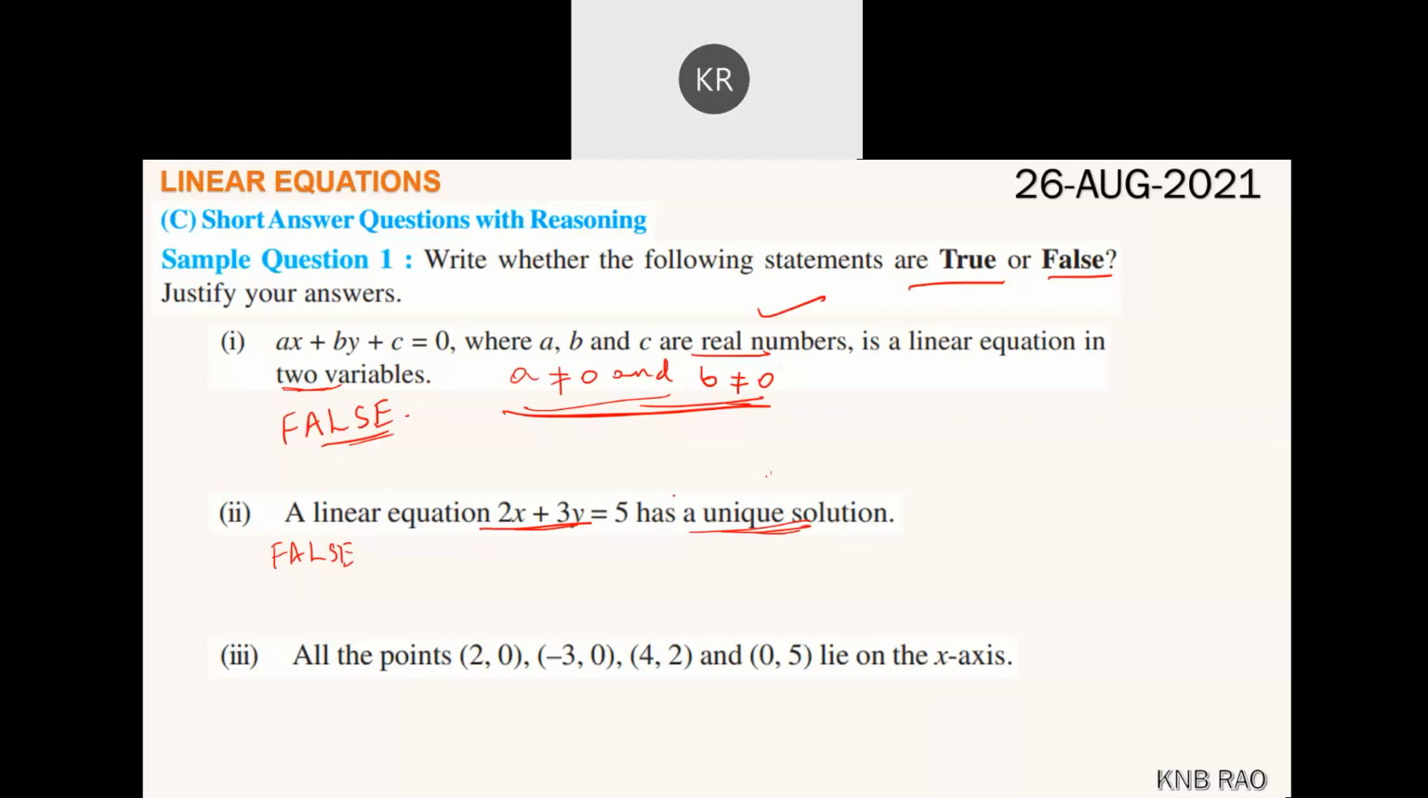Moving on to the 3rd question. All the points (2, 0), (-3, 0), (0, 4), (2, 0) lie on the x-axis. False. You know the reasons very well. Any point lying on the x-axis will have y equal to 0. Only (2, 0) and (-3, 0) lie on the x-axis. (4, 2) lies in the first quadrant and (0, 5) lies on the y-axis. So it's false. Now such questions you are going to have.